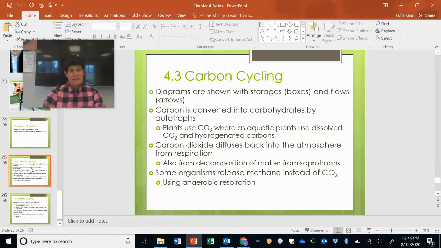In your book, there is an example of a carbon cycle. You should go ahead and look through that cycle on page 226. Make sure you feel good about that. Okay.